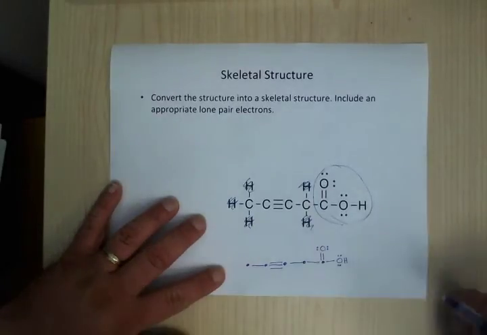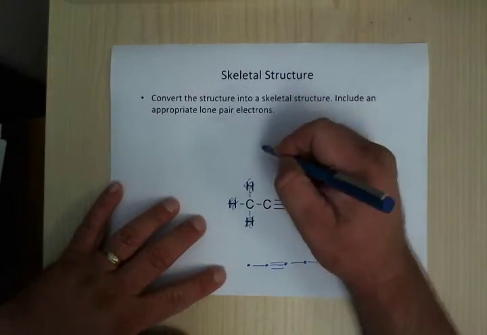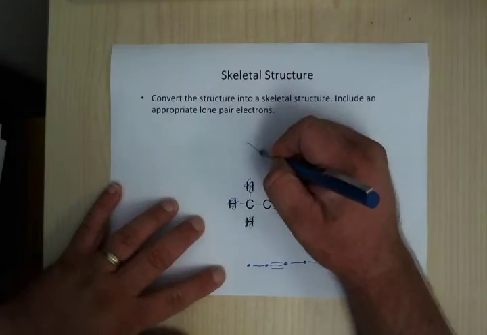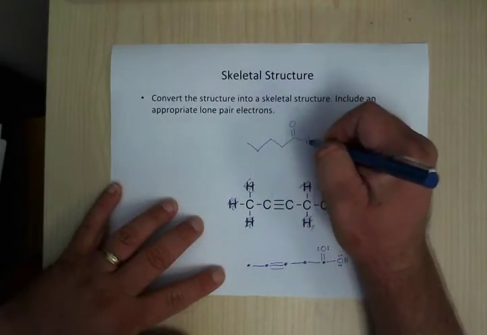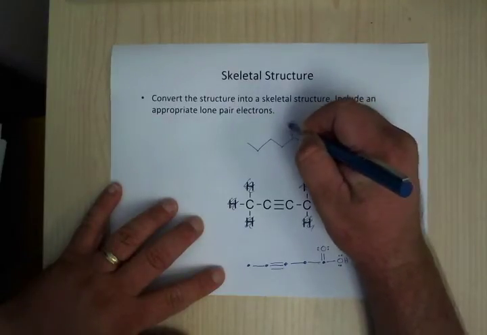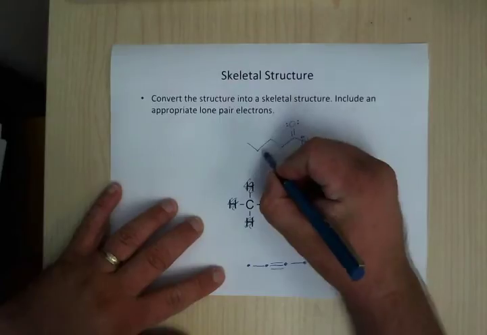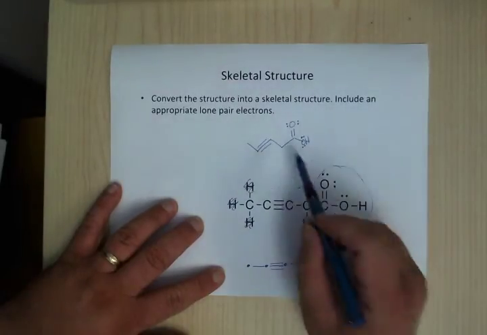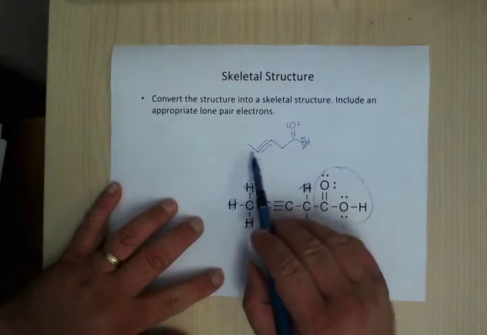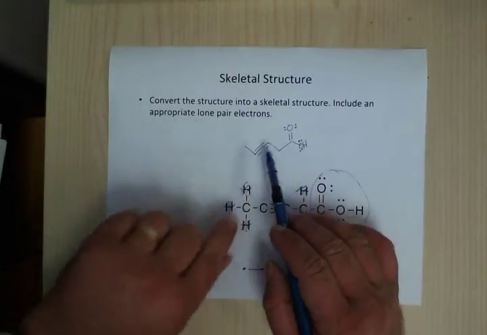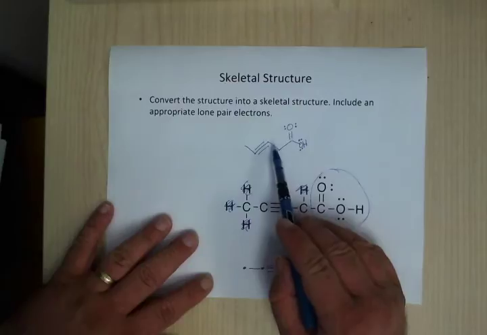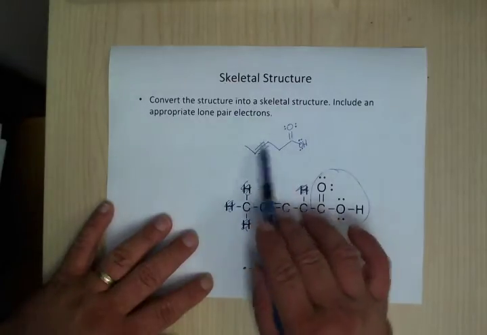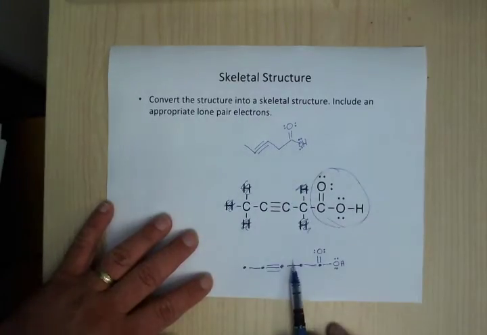Now if you were going to draw it as a typical sawtooth, you would probably do it something like this. Oops, OH. Sorry, that's OH. And do it like that. Now there is an issue with the triple bond. In fact, this actually wants to be 180 degrees. We'll talk about that later. We'll talk about why this isn't quite correct later, but that's perfectly fine. I'll take either one. I don't care.